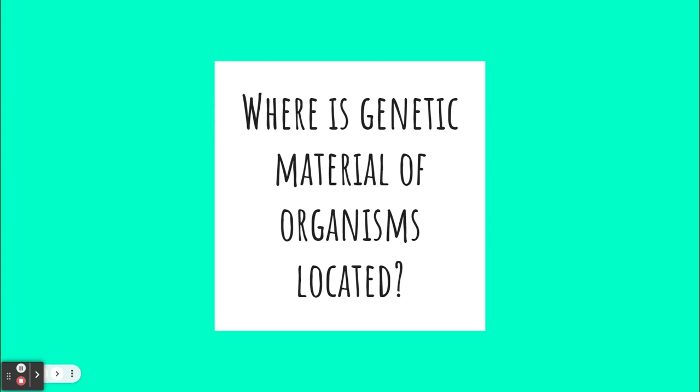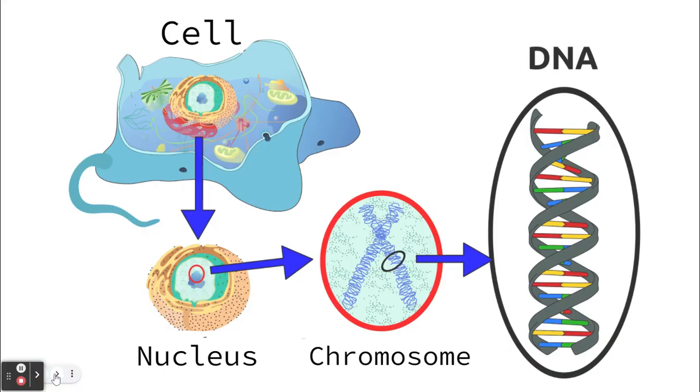Where is genetic material of organisms located? Remember, we talked about this in the past, but cells have a nucleus where we can find the chromosomes, the DNA, and all the traits that you receive from your parents. In our case, we are products of sexual reproduction, so we get 50% from mom and 50% from dad.